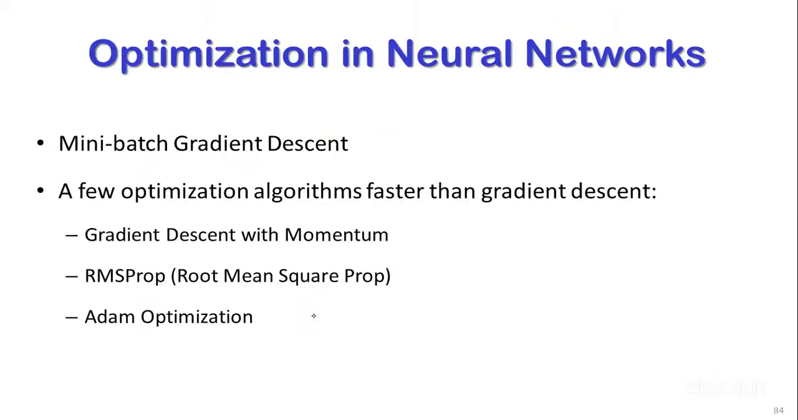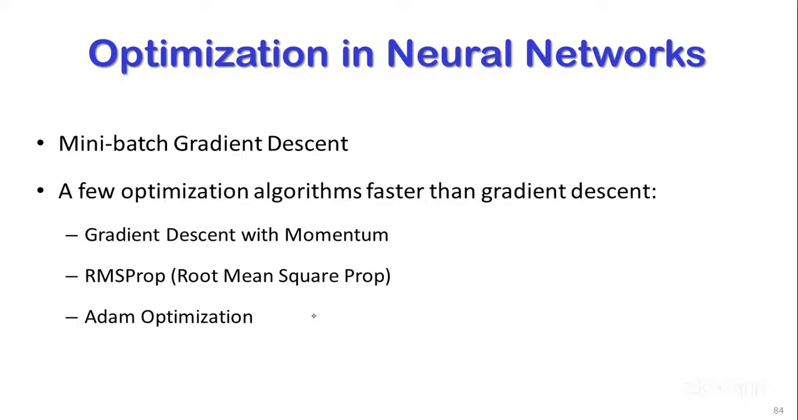So now we come to the optimization in the neural network. When we talk about mini batch gradient descent, then we need to actually optimize it. A few optimization algorithms exist which are actually faster than gradient descent. So this is just one choice, and then we have more, like gradient descent with momentum, RMSprop, then Adam optimization. Usually this works well.